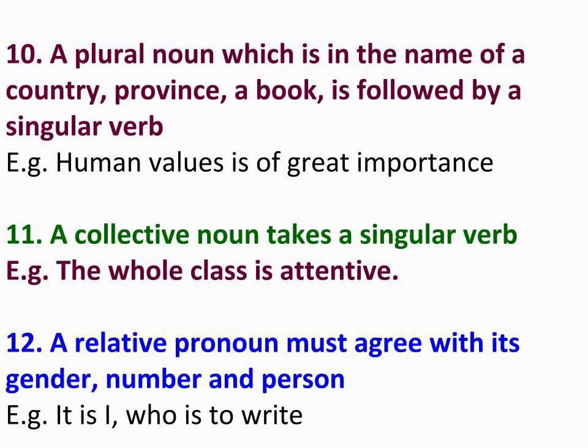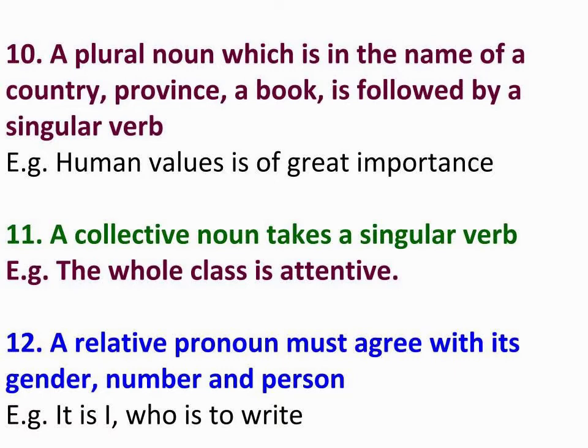A plural noun which is the name of a country, province, or a book is followed by a singular verb. Like human values, it's a value. Values, in this case, should not be taken as plural; it's a single unit. Human values is of great importance. Wings of Fire is a book written by APJ Abdul Kalam.